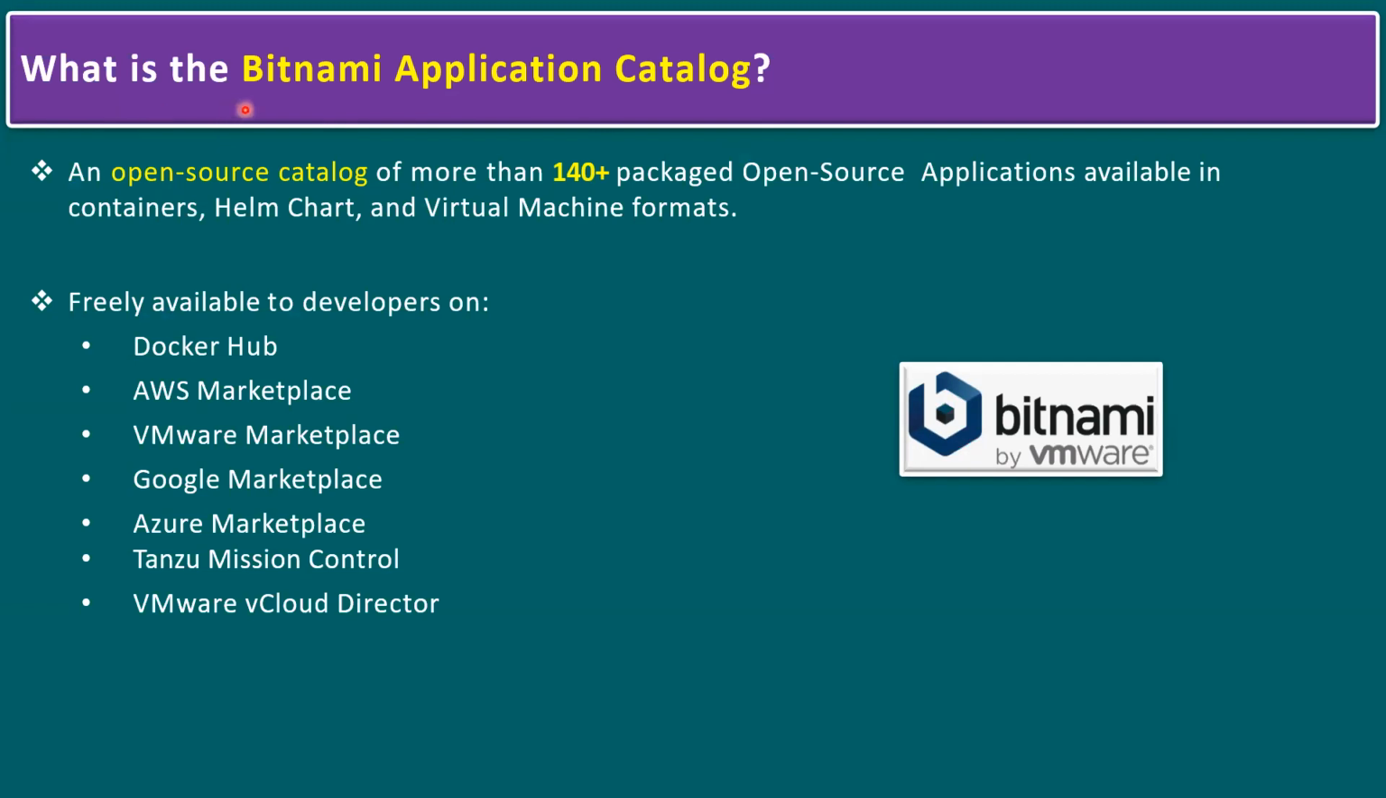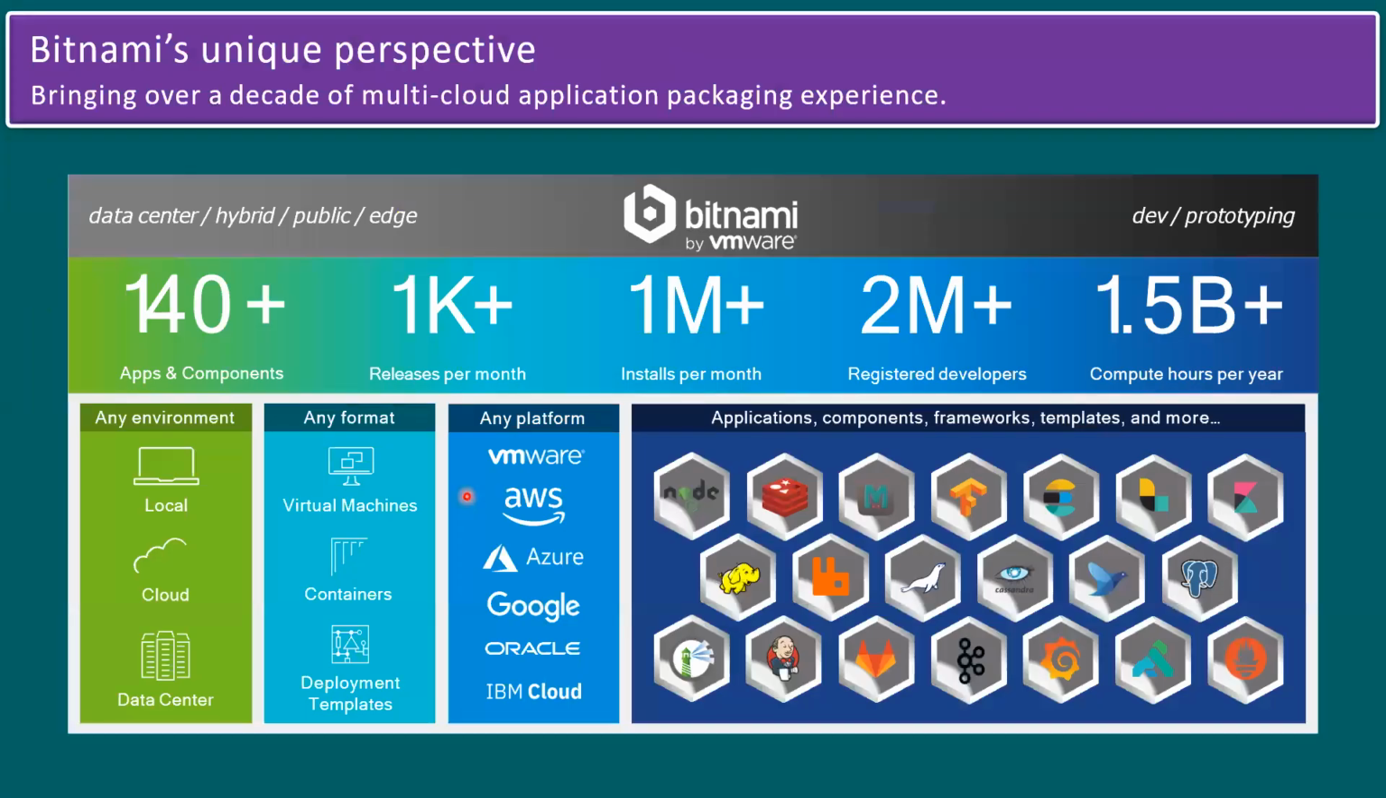One of the catalogs is the Bitnami Application Catalog. The Bitnami Application Catalog is an open source catalog of more than 140 packaged open source applications available in container, Helm chart, and virtual machine formats, and freely available to developers on Docker Hub, AWS Marketplace, VMware Marketplace, Google Marketplace, Azure Marketplace, and also TMC, and last but not the least, VMware Cloud Director.